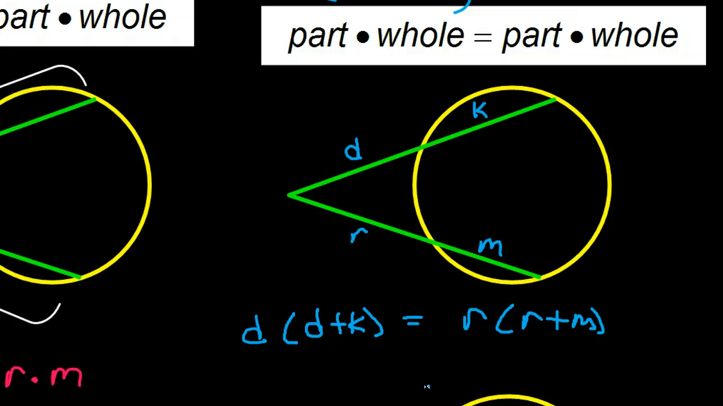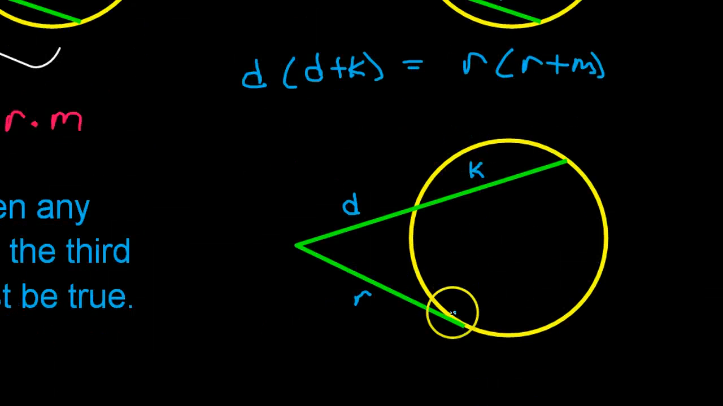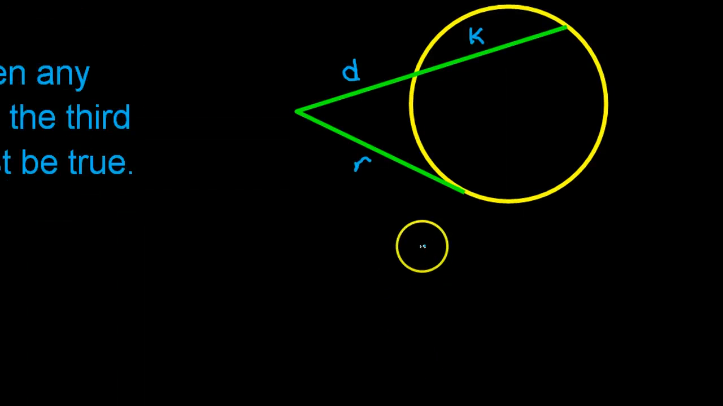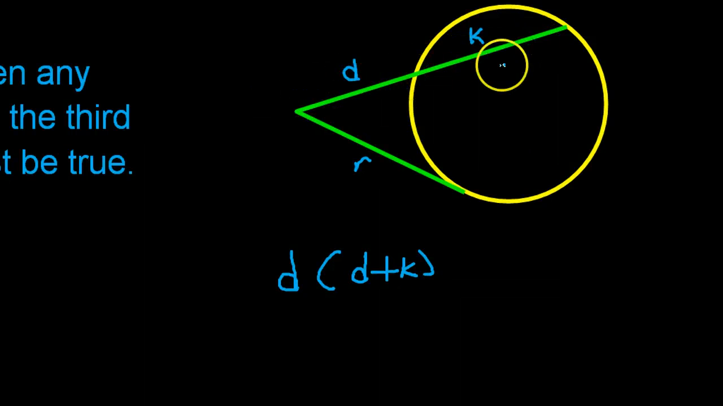Oh wait, one more spin on it. If I have a tangent like this, this is the same situation. It's still outside the circle. It's still part times whole equals part times whole. But the top secant segment is exactly the same: D times D plus K, the outer part times the whole.